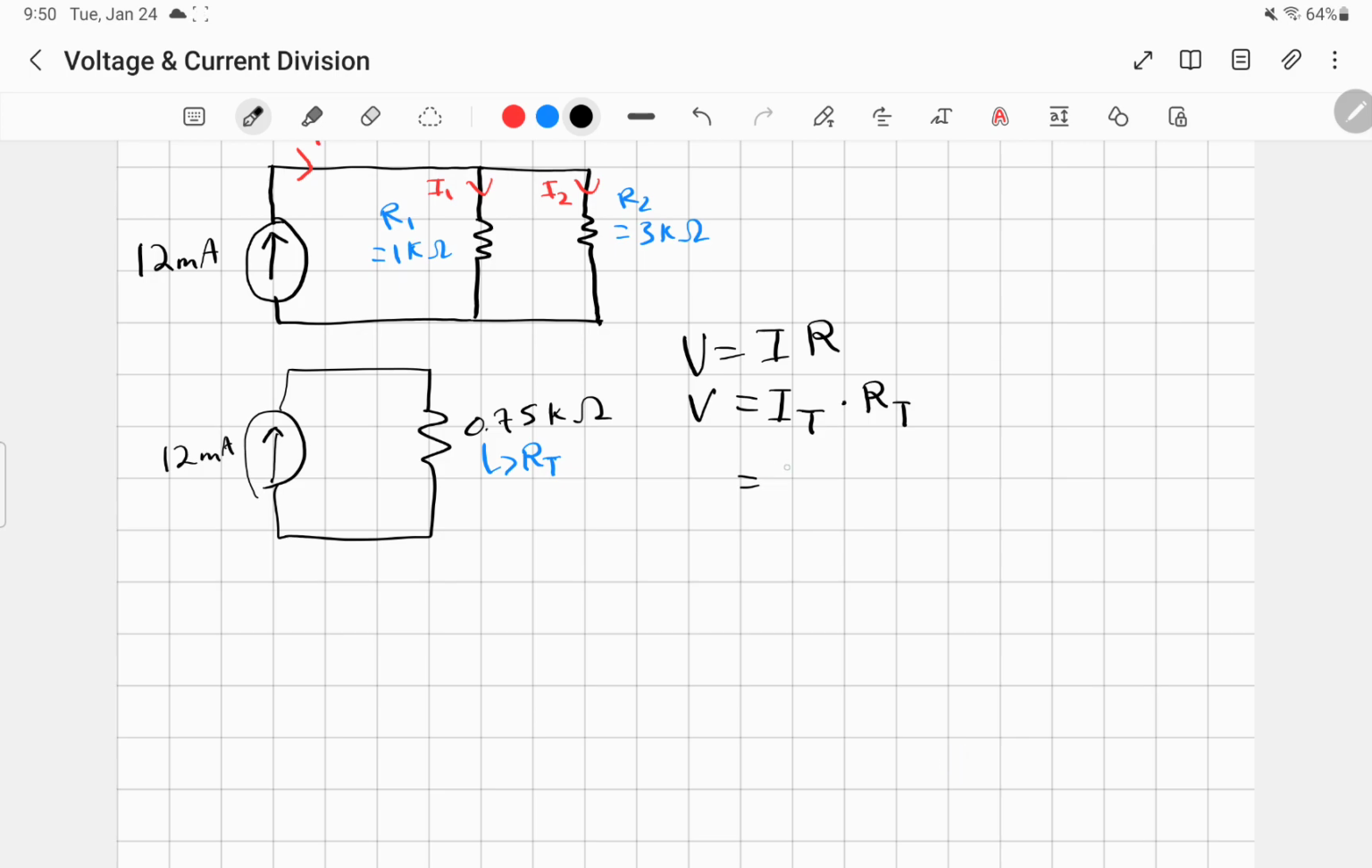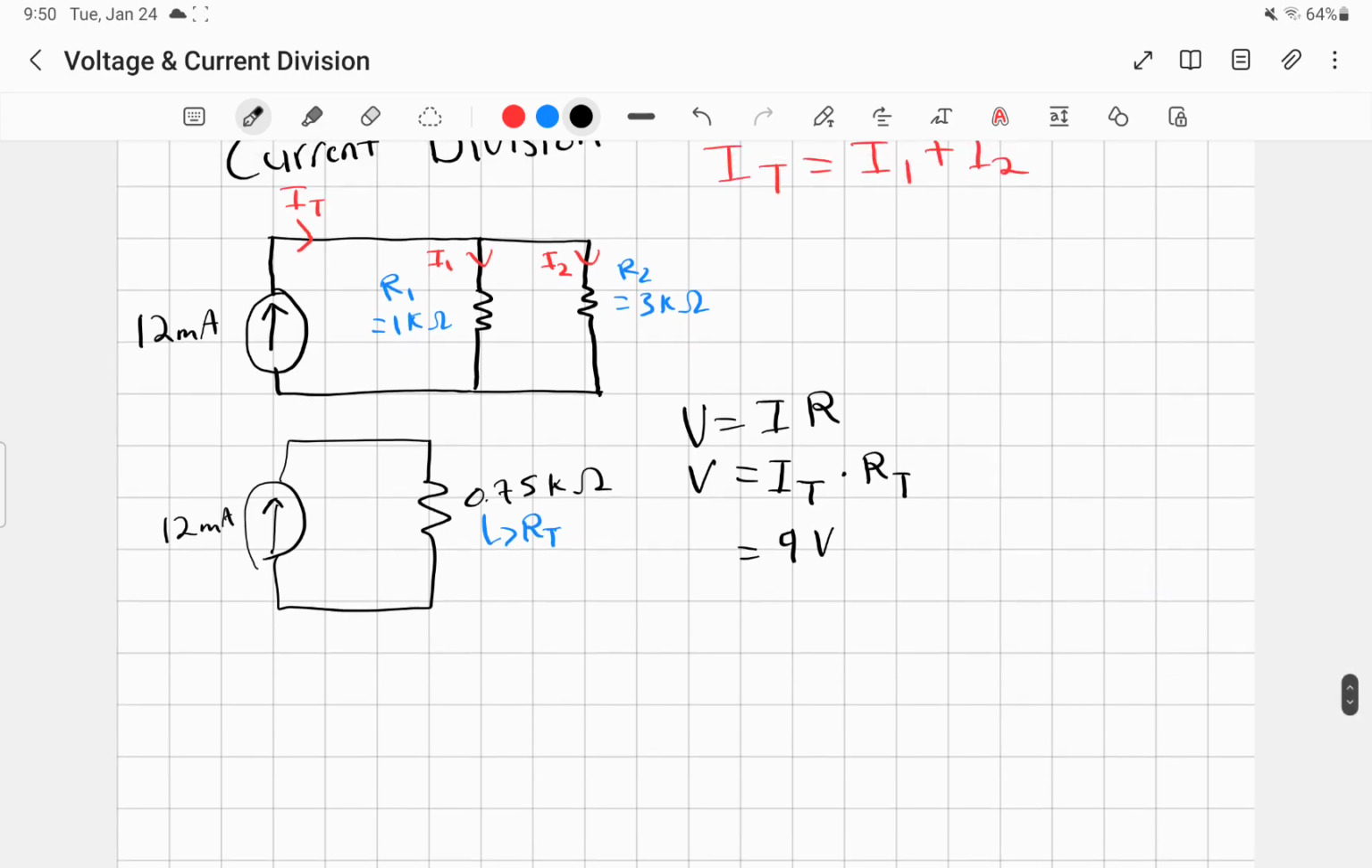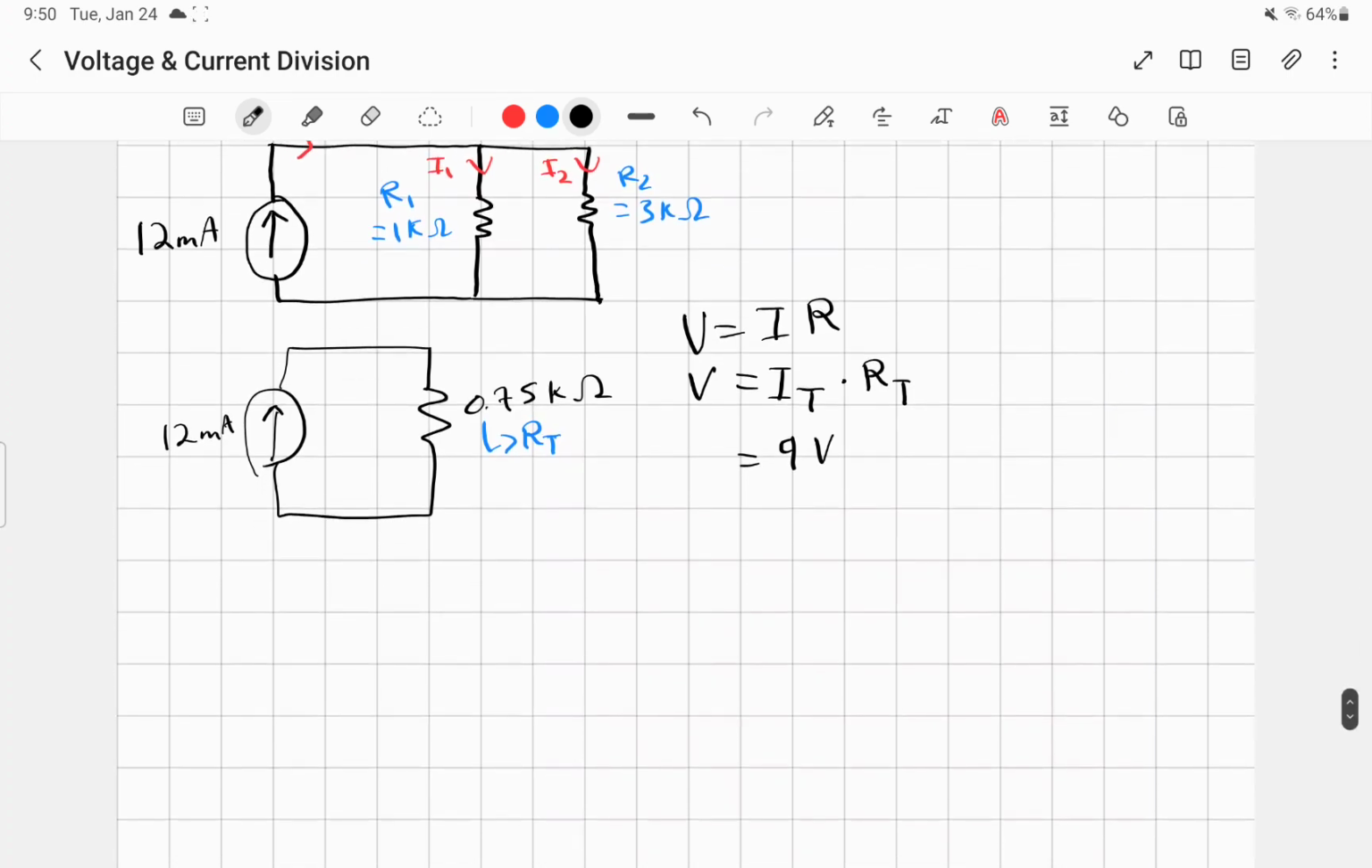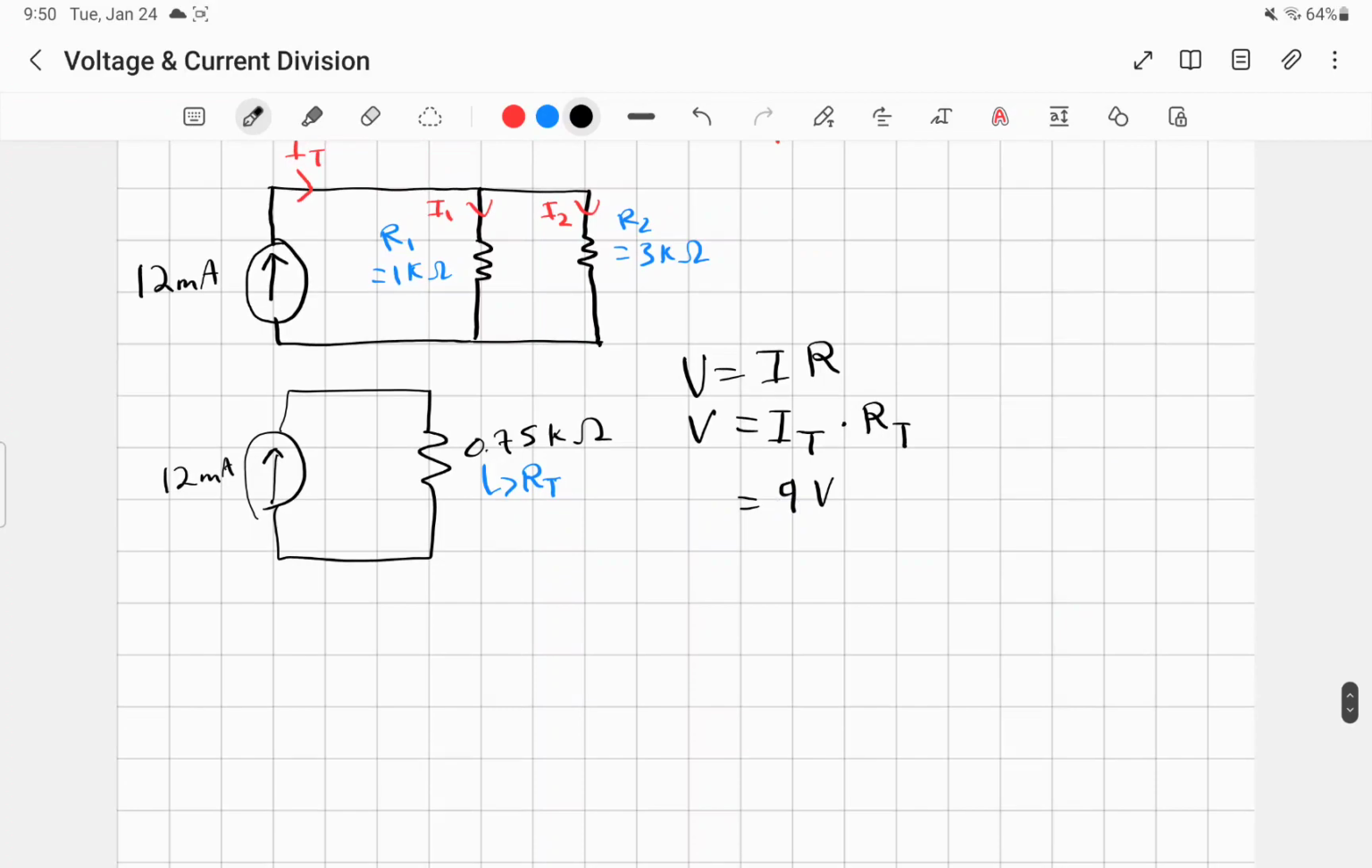That ends up being 9 volts. So we have 9 volts, basically a height of like 9 meters, you can think, at the top of the circuit. And then in order to find the current I1, again I1 equals V over R1.